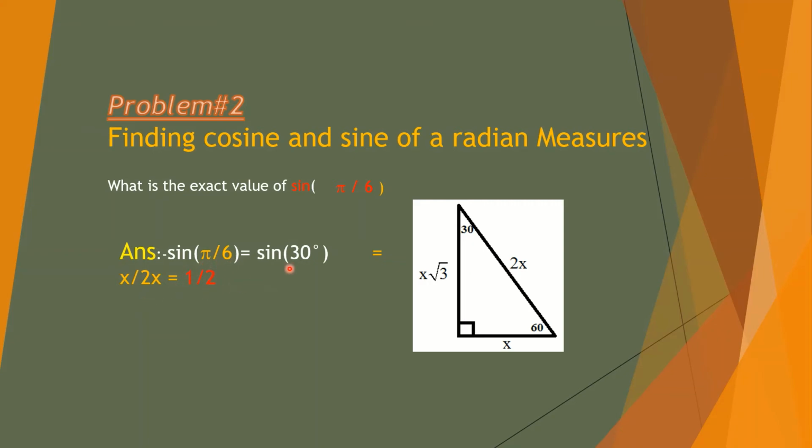What if you are asked to find the cos of 60? Cos of 60 will still be adjacent over hypotenuse. It will have the same answer as sine of pi over 6.